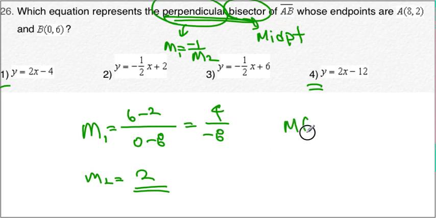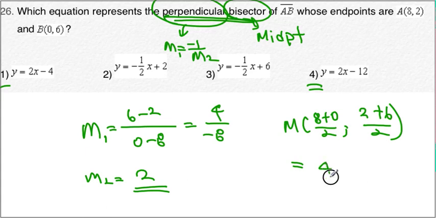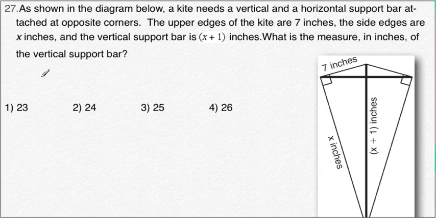Midpoint will be the average of those two. So 8 plus 0 over 2, comma, and then 2 plus 6 over 2. Then the midpoint becomes 4 comma 4. Between these two, which one will get you 4 comma 4? It seems to be the first choice, because 2 times 4 becomes 8 minus 4 becomes 4. Number 27.